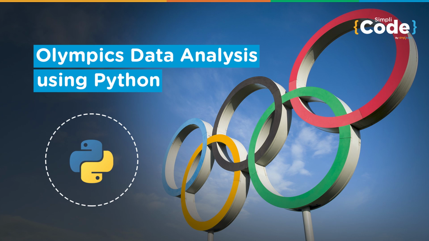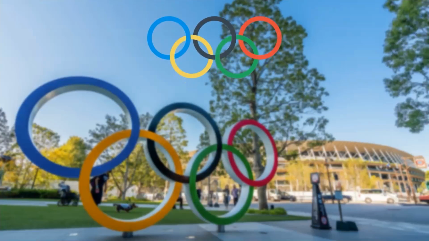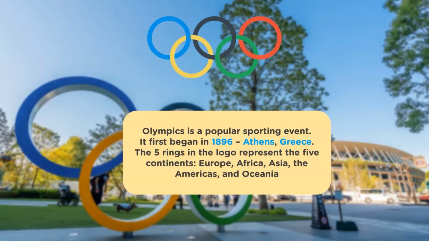Now, without further delay, let's begin. The Olympics is one of the biggest sporting events on the planet. It is held every 4 years. The first modern Olympics took place in Athens, Greece in 1896. As per National Geographic, the original Olympics took place in 776 BC, so they began as part of an ancient Greek festival which celebrated Zeus, the Greek god of sky and weather. The rings in the Olympics logo represent the 5 continents: Europe, Africa, Asia, the Americas and Oceania.